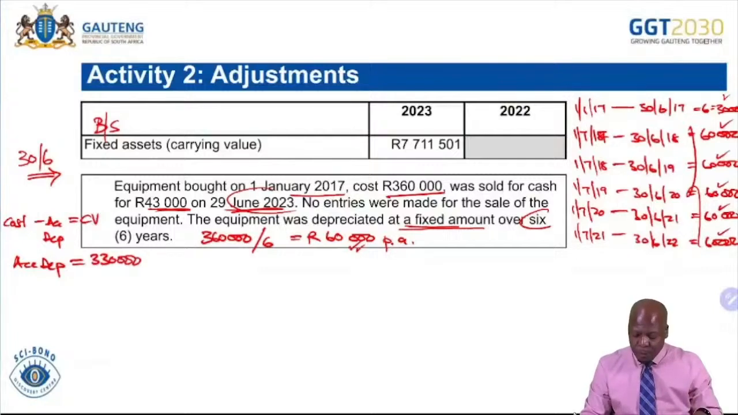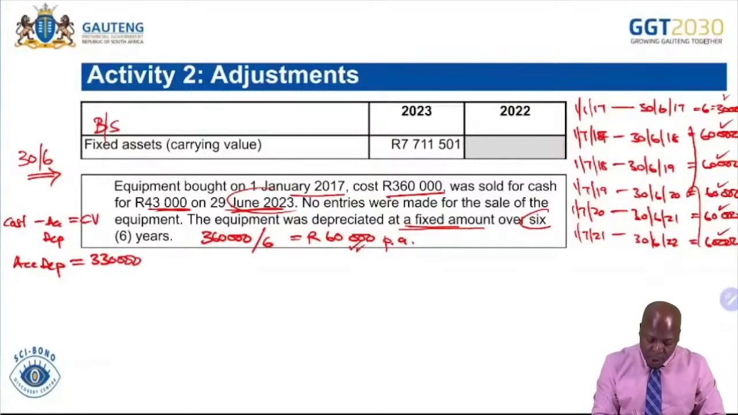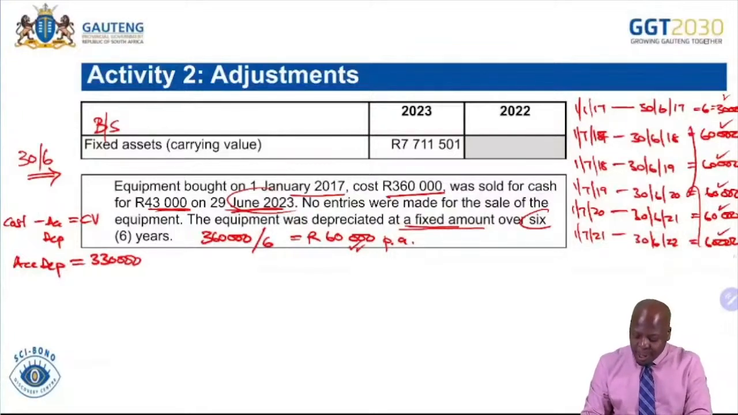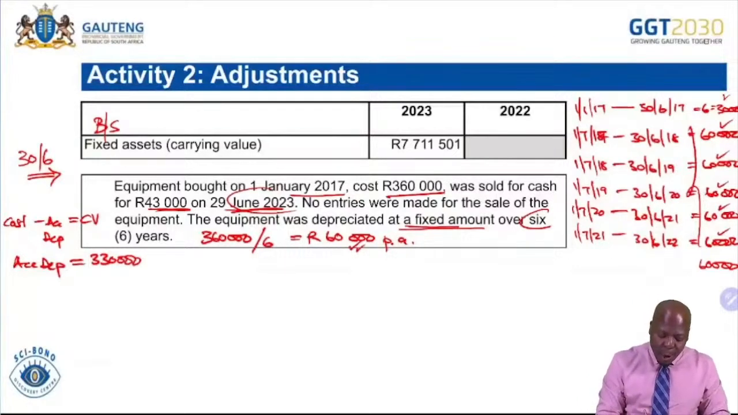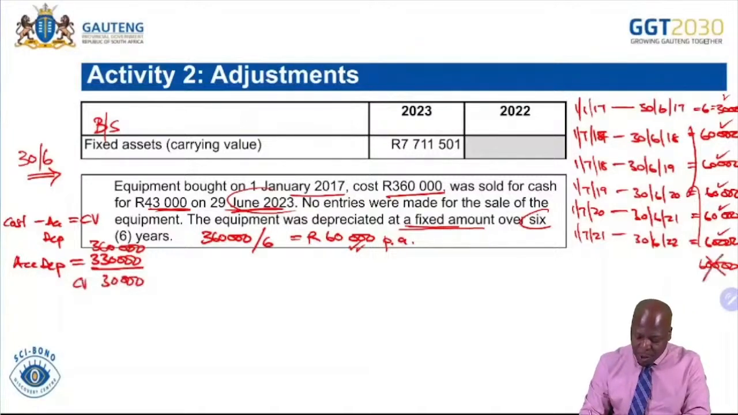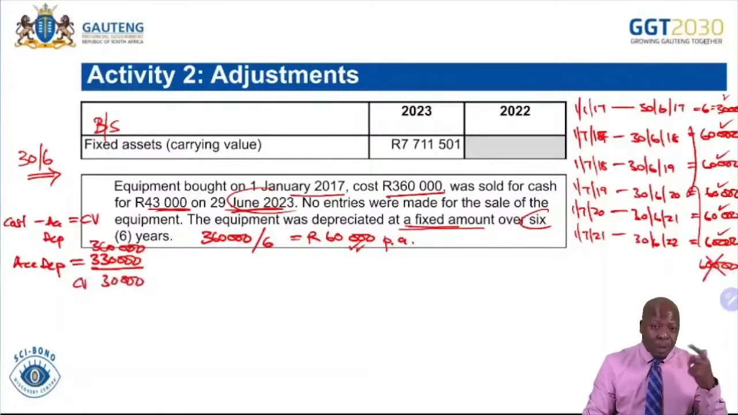So far its accumulated depreciation at the beginning of this financial year was 330,000. In this year now, it has been sold on the 29th of June, which is the last day of the financial year. So it must lose again another what? 60,000. That's where the problem begins, because it had a cost price of 360 and it has lost already 330. That means it now has a carrying value of how much? 30. But now it must lose 60,000 to depreciation.